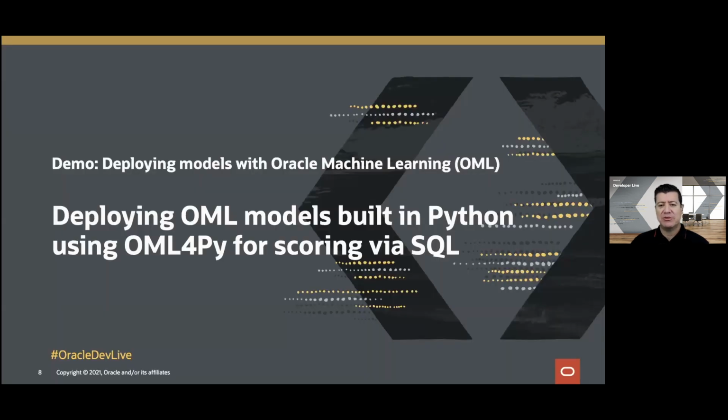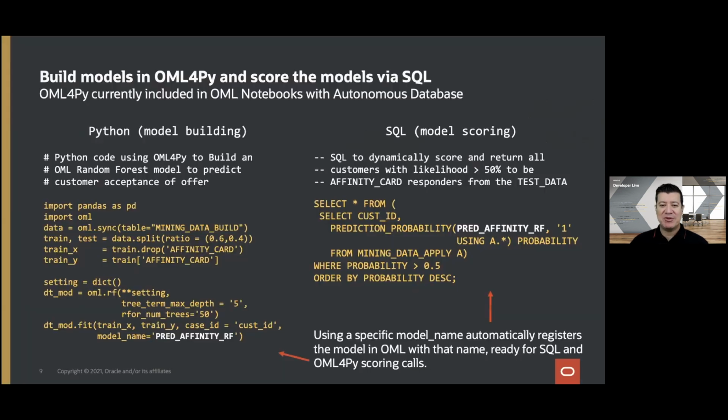Another option is to build the models in Python, right, using Oracle Machine Learning for Python, but then deploy and score them via SQL. So on the left-hand side, I am now building a model using the same input data set, mining_data_build. And now, instead of building a decision tree, I can build a different type of model. So I'm building a random forest model, right? I'm calling the command oml.rf, which actually is building the random forest model object for me. And then I finish that with a fit.